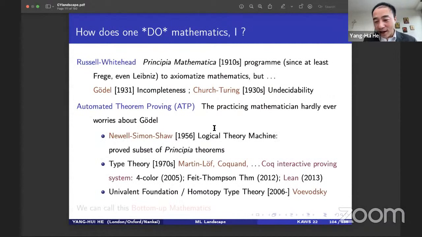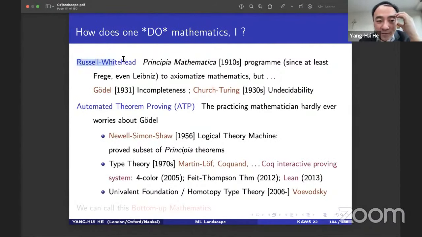Indulge me, I'm getting old, so indulge me for 5 minutes or maybe 2 minutes of my time in philosophy. Why am I asking this problem? Because at the end of the day, how does one actually do mathematics, right? What are we actually doing?